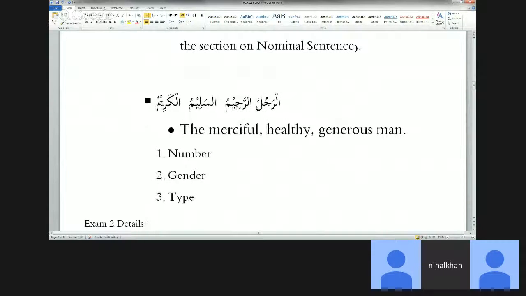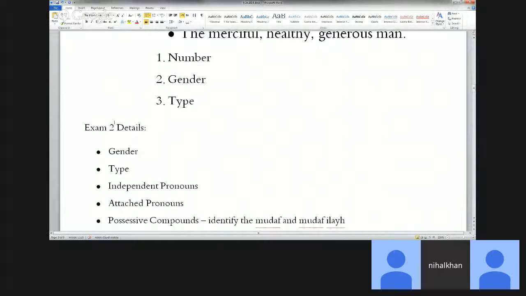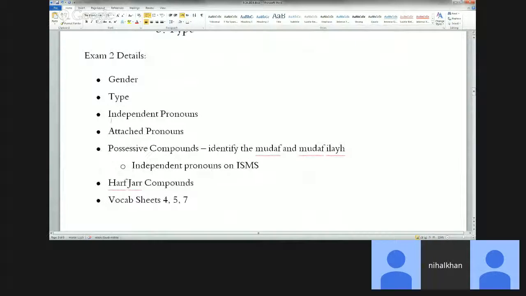How about Ar-Rajulu, Ar-Rahimu, As-Salimu, Al-Karimu? The merciful, healthy, generous man. Same thing. Status: Ar-Rajulu is rafa, Ar-Rahimu rafa, rafa, rafa. Singular, singular, singular, singular. Masculine, masculine, masculine, masculine. Type: proper, proper, proper, proper. Okay? Proper. And yes, exam 2, gender, type.